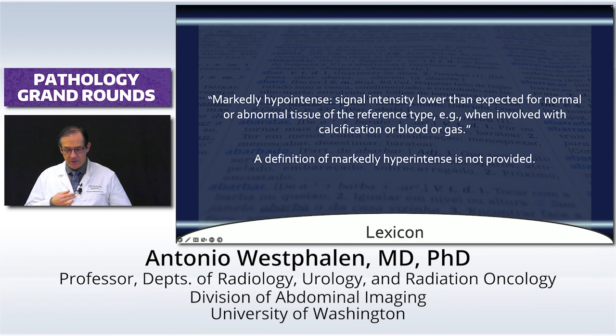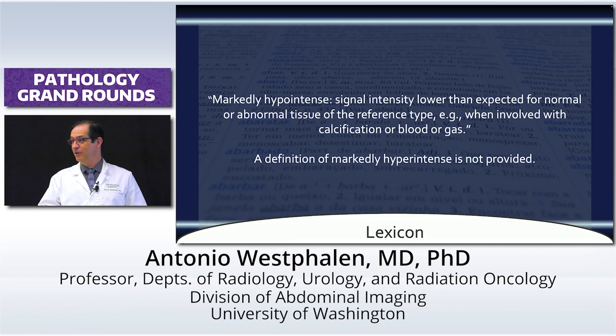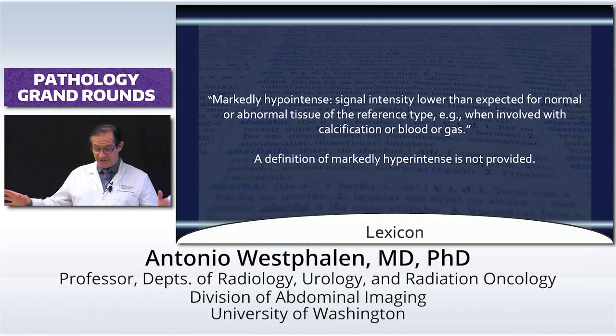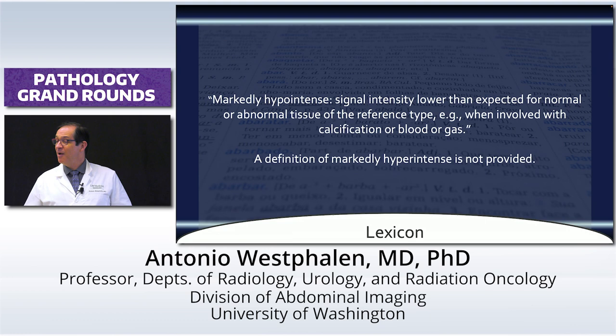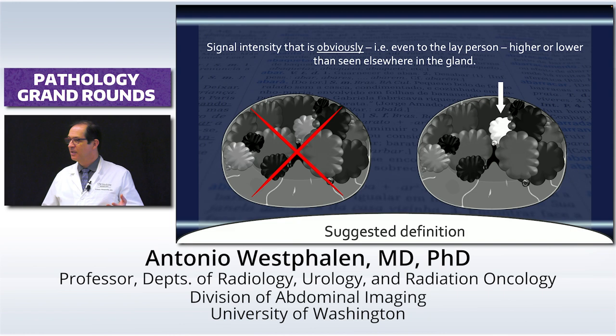This is how they describe markedly hypo-intense. I don't know who wrote this, and they're all my friends, by the way, and I tell them the same thing, but it's crazy. It's signal intensity that's lower than expected for normal or abnormal tissue. So it's lower than anything else, because normal and abnormal encompasses everything. Of the reference type, I have no idea what that means, for example, what is involved with calcification or blood or gas. And there is no definition of markedly hyper-intense. How am I supposed to know how to do it? So I just tell people, if it's something that a layperson can look at and see that's different, that's markedly. Everything else, you play it as not being markedly. And I'm playing with specificity rather than sensitivity here.